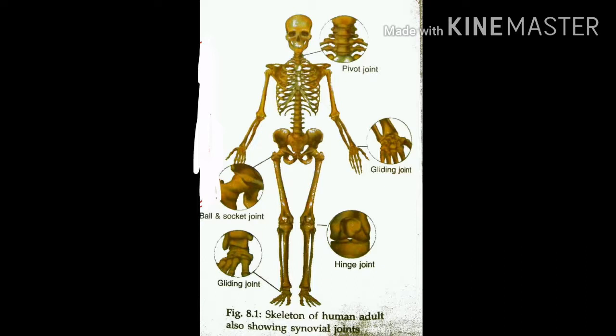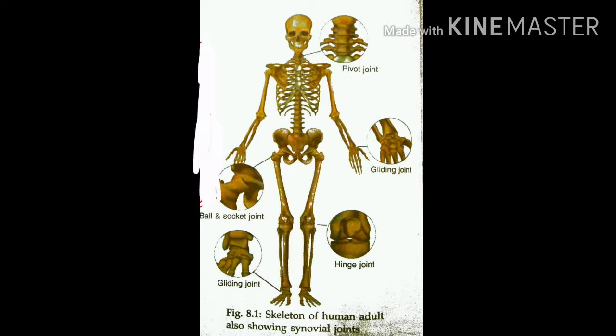Next one, slightly movable joints. The bones of such joints have an outer covering of cartilage, allowing them to move slightly. They are seen where flexible support is important. For example, joints of the backbone. So that one is a slightly movable joint.